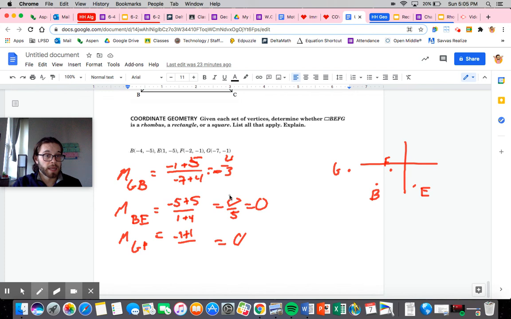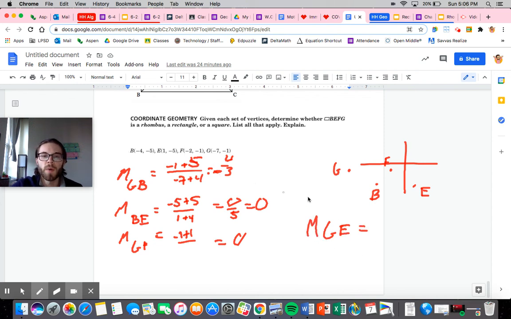I don't know anything about the sides. So let's ask ourselves, how could I figure out if this is a rhombus? Well, I could either find, using the distance formula, this distance and this distance, or this distance and this distance. It doesn't matter. I need two consecutive distances. Alternatively, I could try and look at the diagonals and see if they're perpendicular. So let's look at GE. Why not, right?